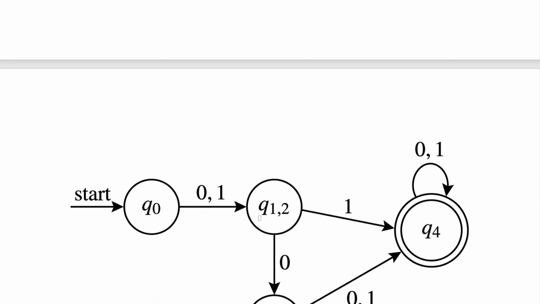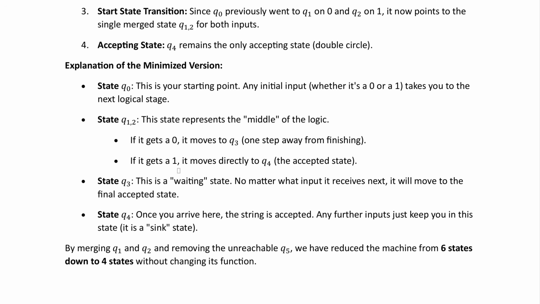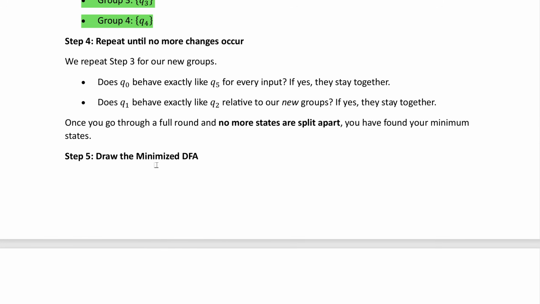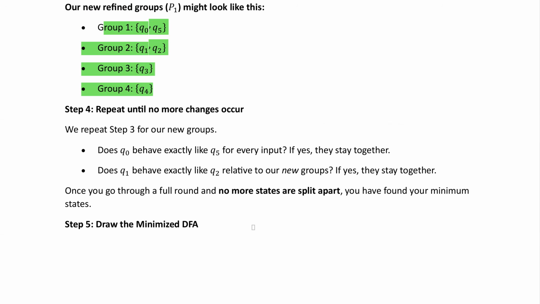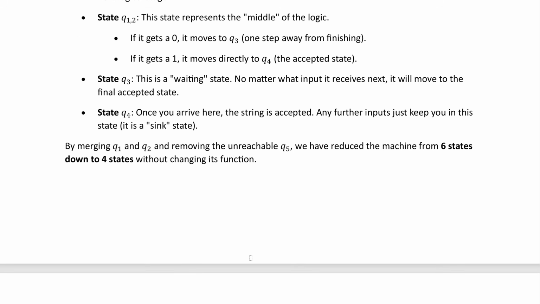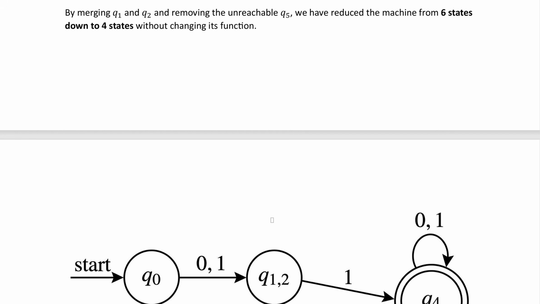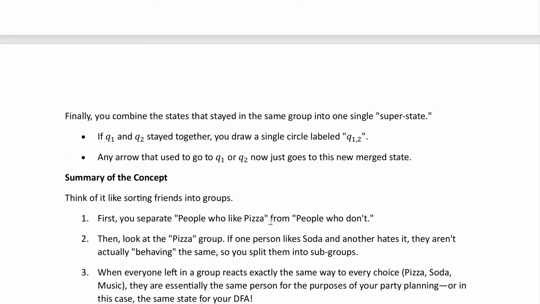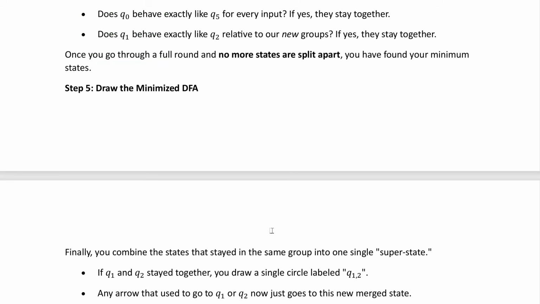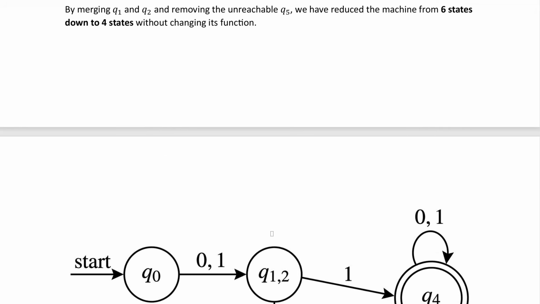The diagram is drawn: Q0, Q1, Q2. Because Q0 is the initial state, you have to keep it as it is. What are the remaining groups? What is the first group? Q0, Q5. You can see Q0, Q5 here.